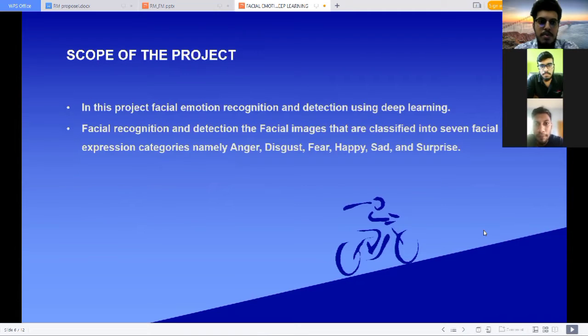The scope of the project is facial emotion recognition and detection using deep learning. In the facial recognition detection, the facial images are classified into 7 facial expression categories, namely anger, disgust, fear, happy, sad, and surprise.